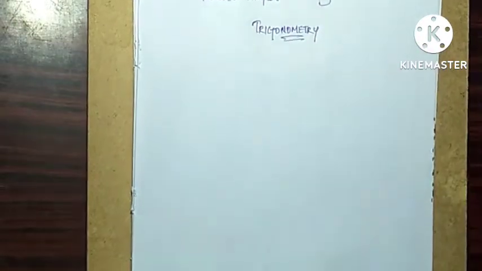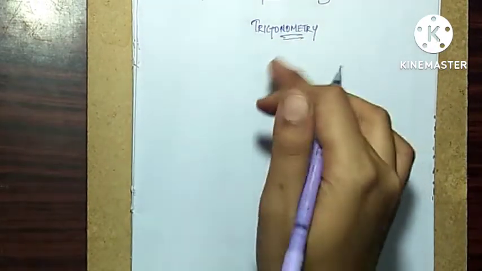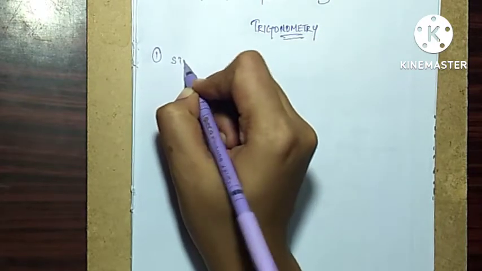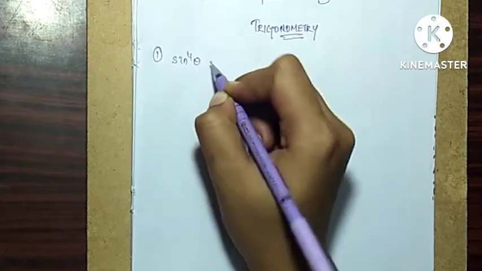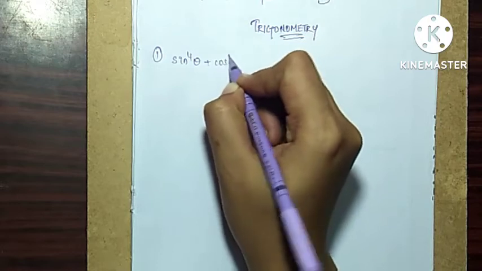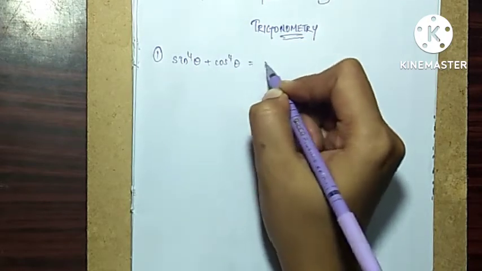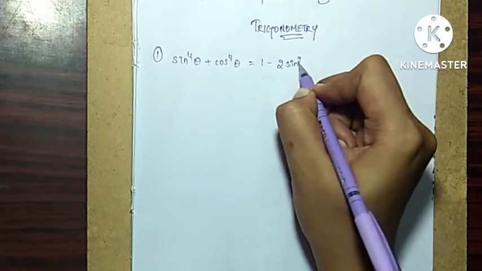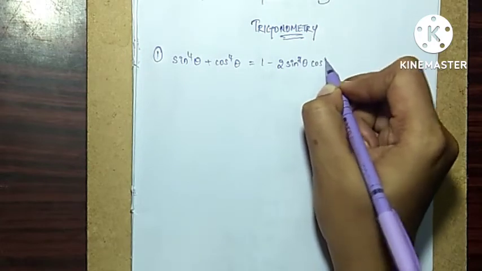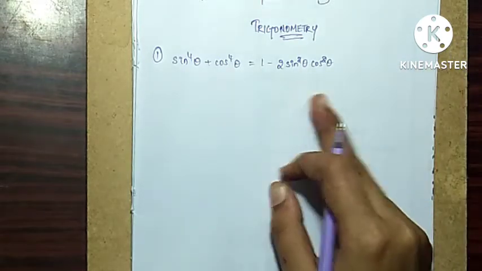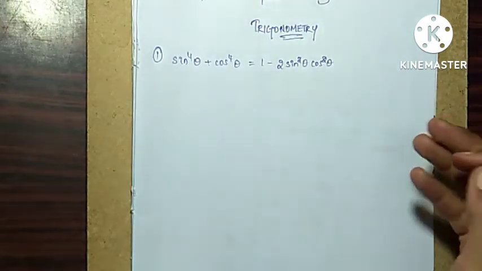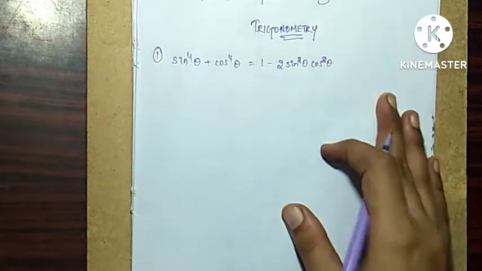The first formula in trigonometry is sin^4 theta + cos^4 theta = 1 - 2 sin^2 theta cos^2 theta. This is the most important formula, which we will use in two problems to solve in trigonometry. This is the first important formula.